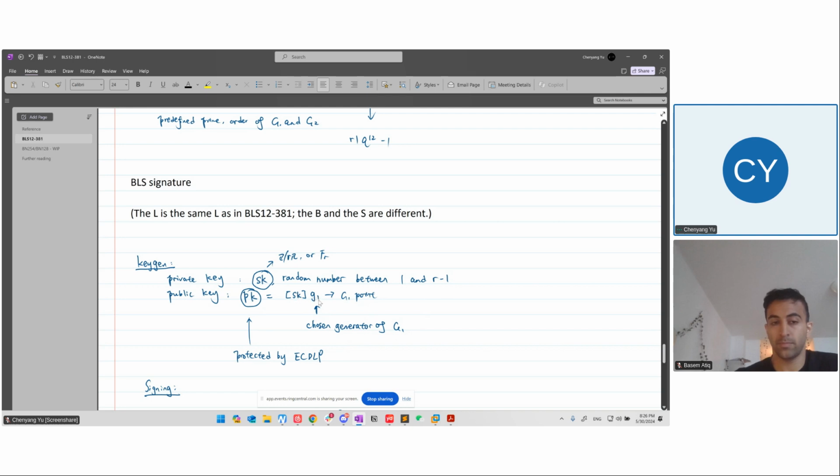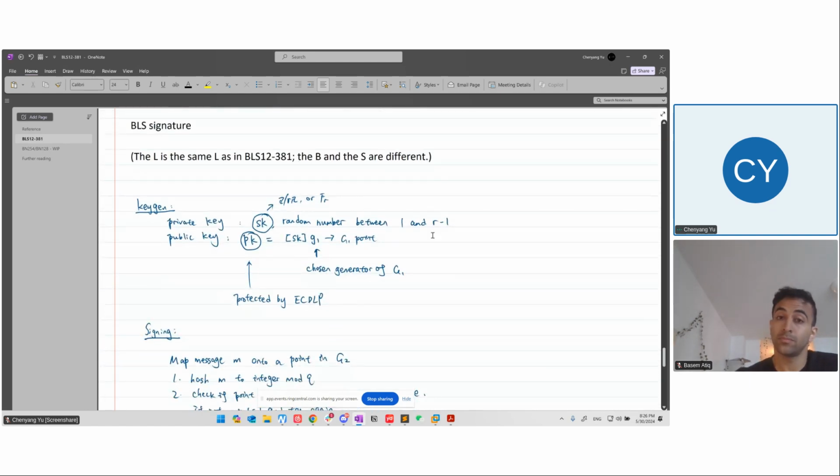This is exactly the same as ECDSA, which is used in Ethereum. This one is pretty common. The reason I label it as G1 point here is that I want you to know it's pretty easy to mess up.